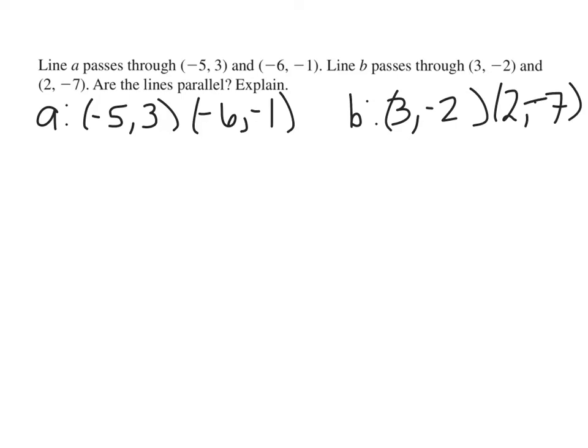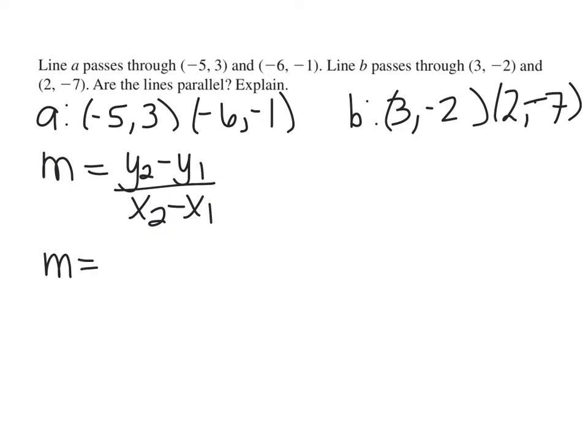So if I want to know if they're parallel, I need to find the slope. So we're going to use our slope formula: m equals y2 minus y1 over x2 minus x1. And we get m equals, let's color code some of this.